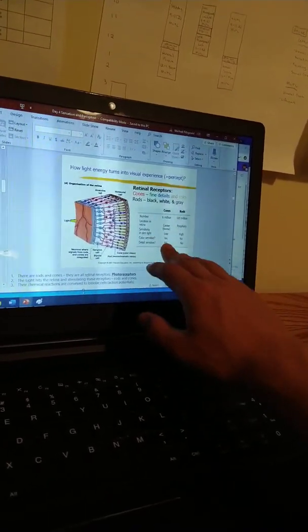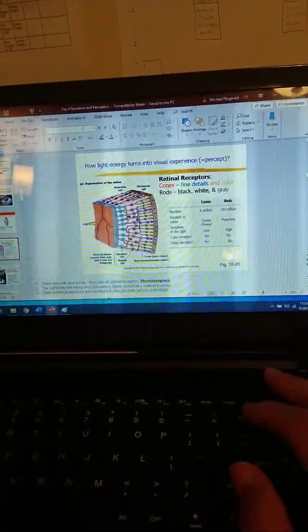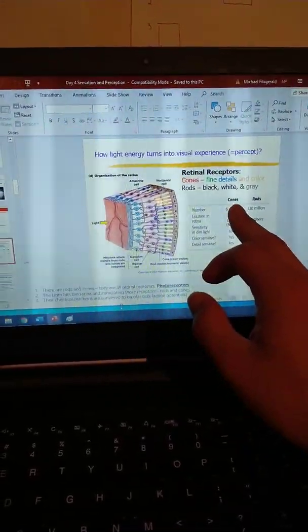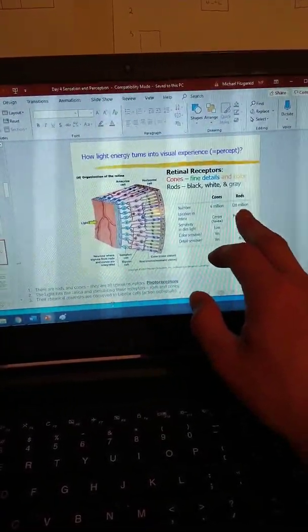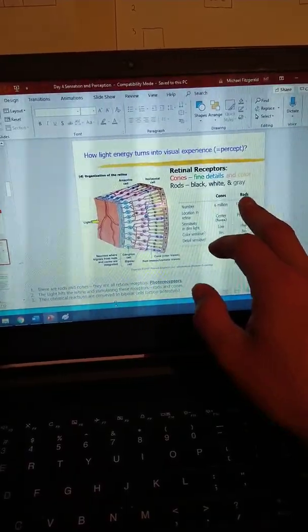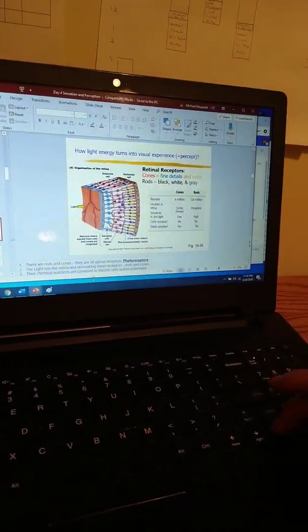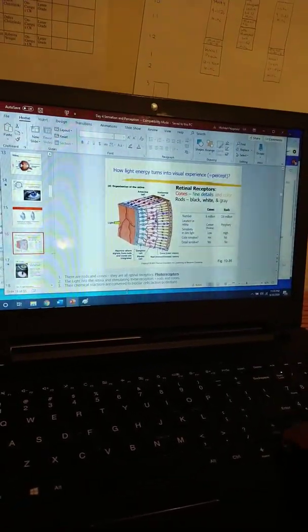Something worth noting is the difference between rods and cones. Rods and cones are the different types of photoreceptors. Rods respond to grayscale, cones respond to color. We have a much higher amount of rods than cones. These rods are much more sensitive, meaning not as much light is needed to activate them compared to the color and visual acuity of cones.